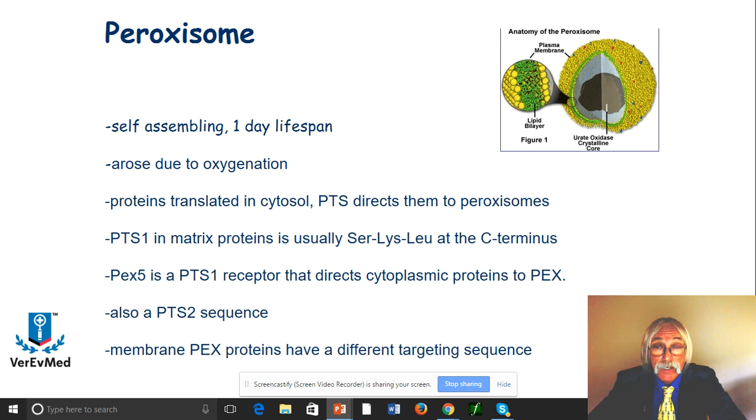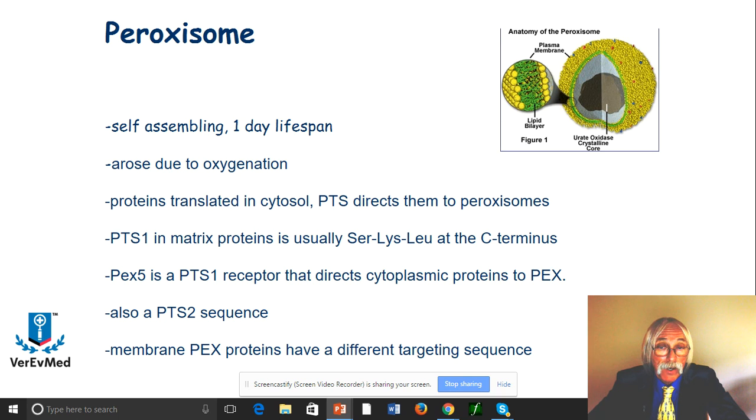PEX5 is a particular protein that has a PTS1 receptor, and that directs cytoplasmic proteins to peroxisomes. So you have to build the outer ornamentation of the peroxisome with peroxisomal receptors so that they bind to the peroxisomal target sequence for enzymes, for example, that we're going to visit here, that exist in the matrix of the peroxisome. So it's a nice, complicated, but well-organized set of conditions.